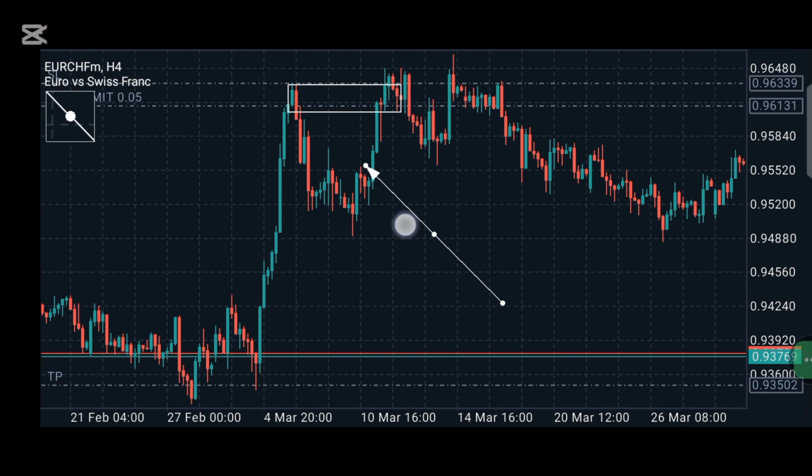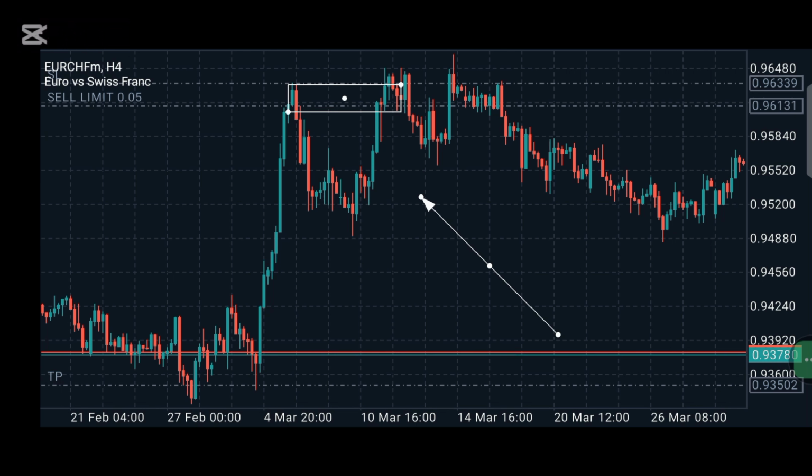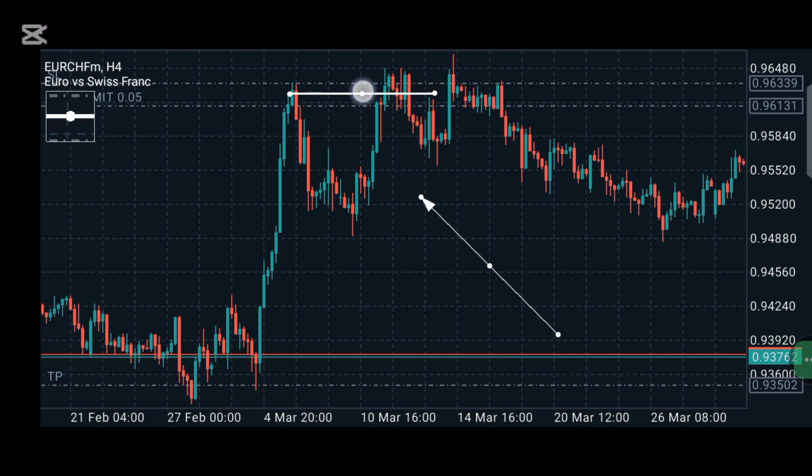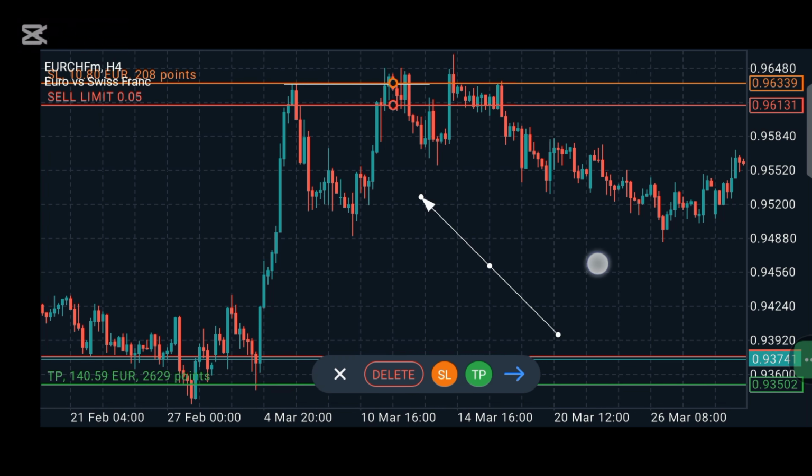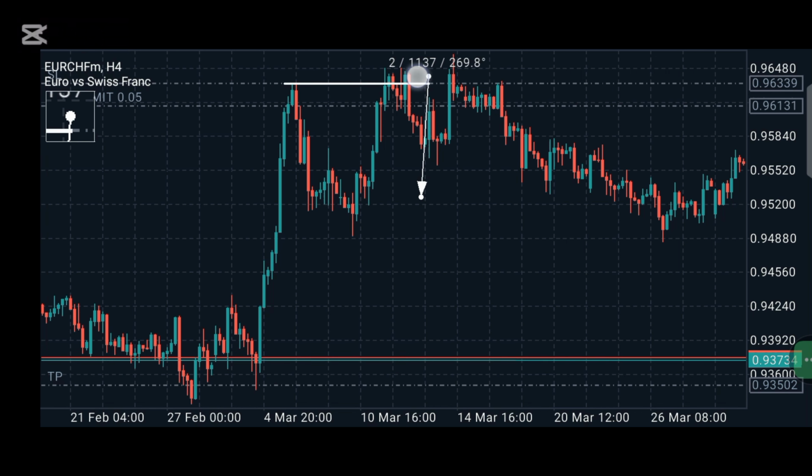So after the reaction around this level here, price later traded above this good high. So people that had their pending order like this will get stopped out around this very level. So this process here is the sweep of liquidity, where price swept liquidity above this good high. And from here now, we'll be expecting a drop in price.